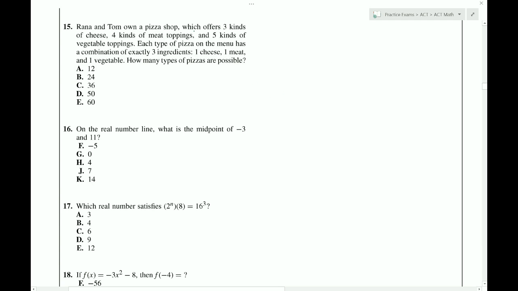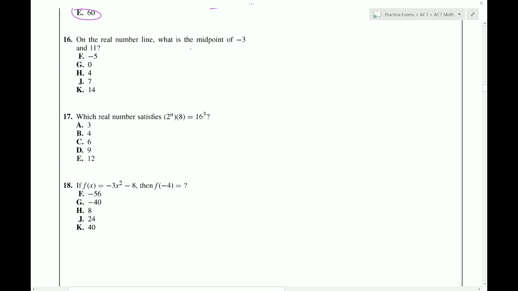R&T own a pizza shop which offers 3 kinds of cheese, so right away you know it's the counting principle. Each type of pizza on the menu has a combination of exactly 3 ingredients. What types of pizza are possible? Alright, so just do 3 times 4 times 5, right? 3 times 4 times 5, 20 times 3 is 60.